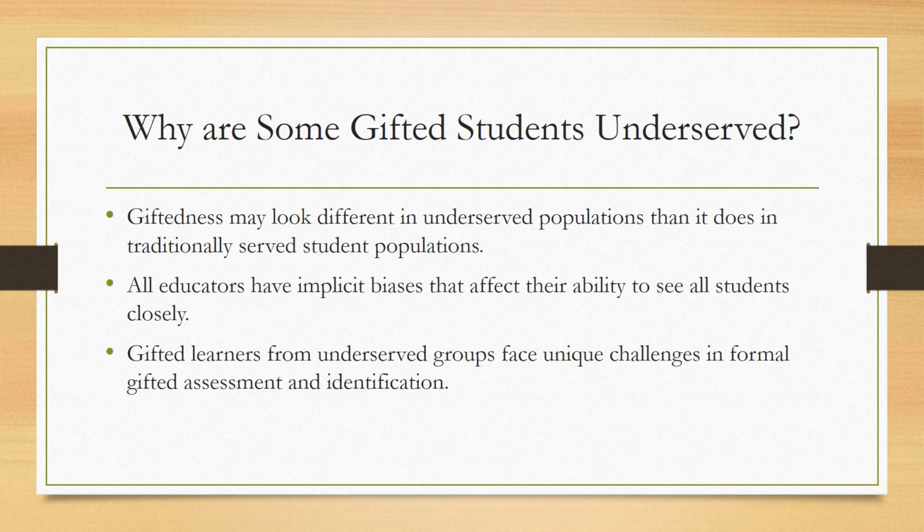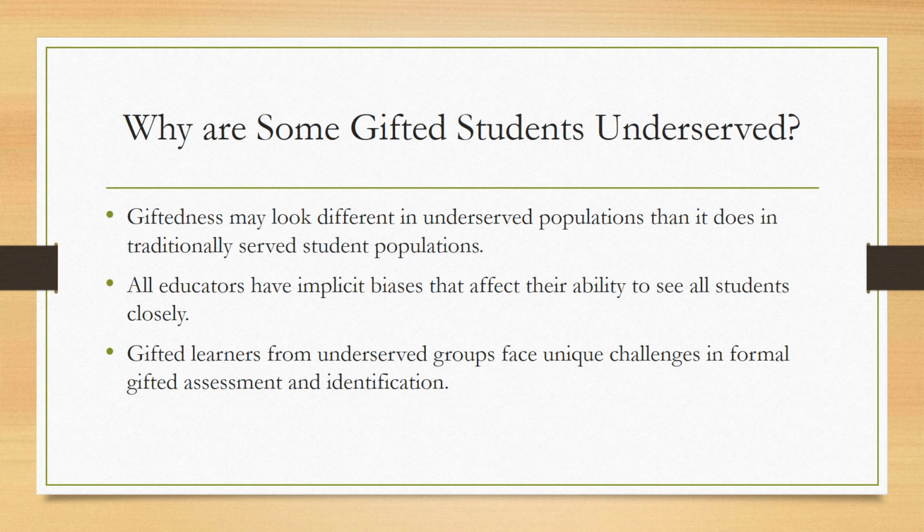It could be, for example, what the culture teaches. So, for example, in some cultures, children are taught to look down rather than looking an adult in the eye. And so teachers may see a student who looks down as being uninterested, whereas this might be just what the culture teaches. So there are lots of factors about why giftedness could look different.